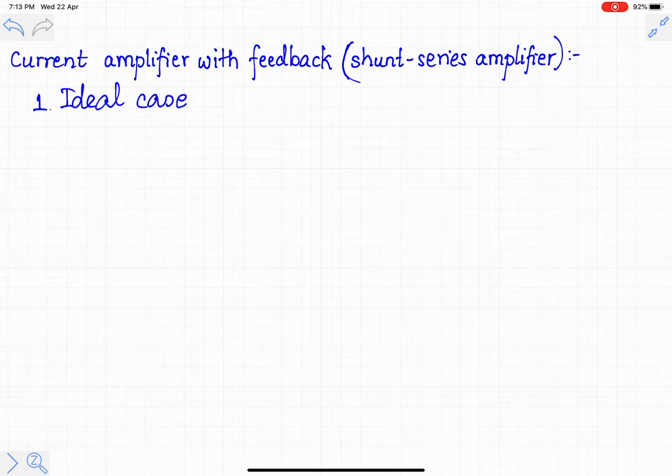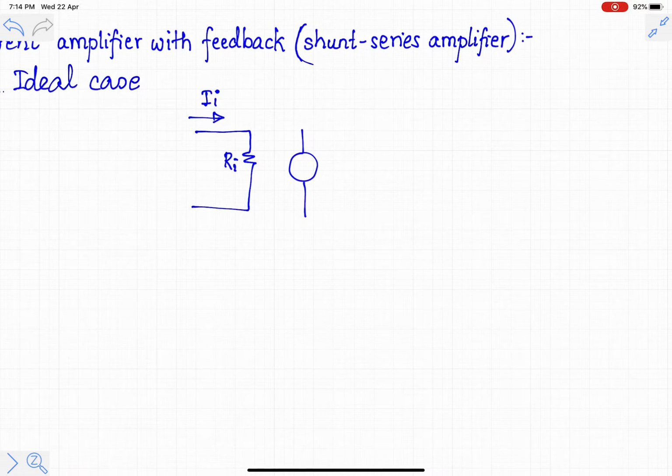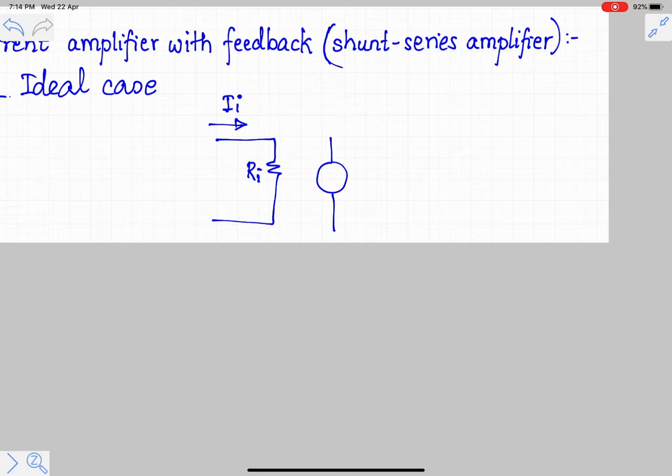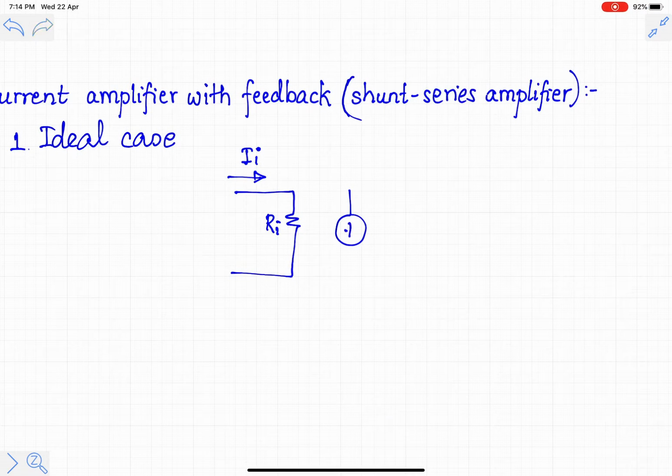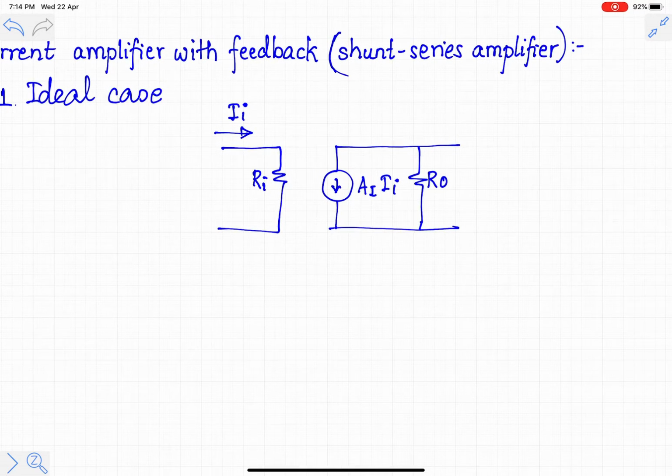First we will see the model of the feed forward amplifier. In this case it is a current amplifier. So input is a current to this amplifier, which we show by quantity Ii. It has an input impedance Ri, while output side is also current. So it should be shown by the Norton's equivalent on the output side. So it consists of a current controlled current source whose value is Ai into Ii, and its output impedance is Ro. So this is the feed forward amplifier.